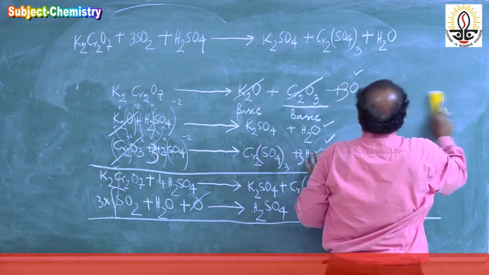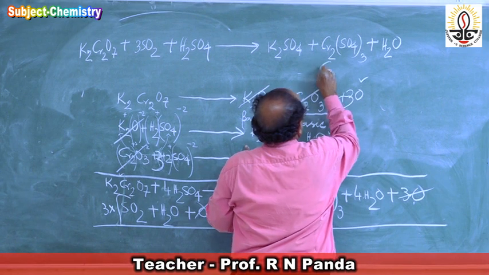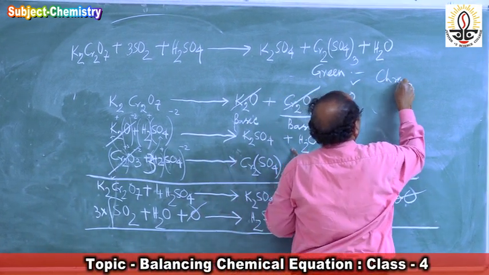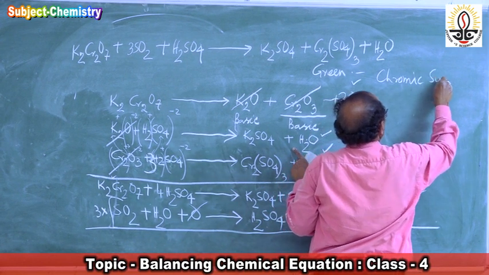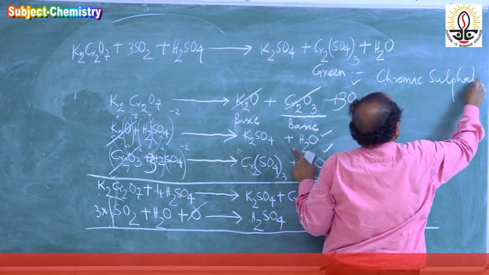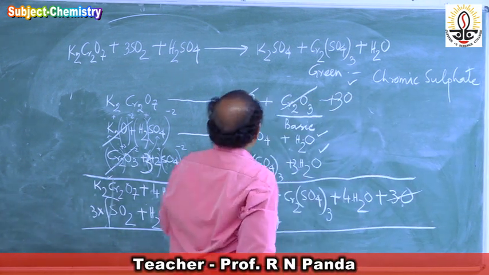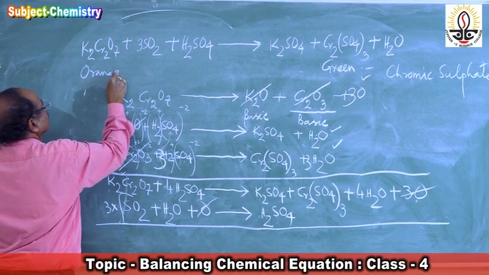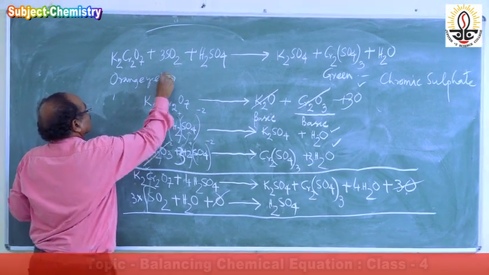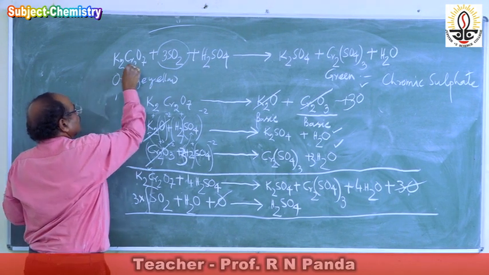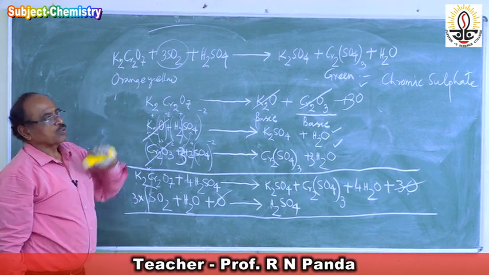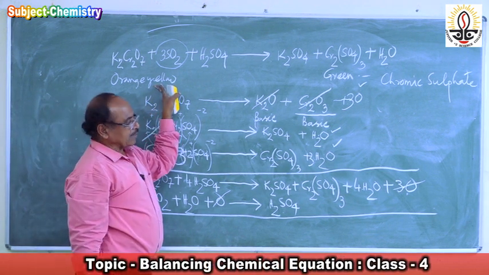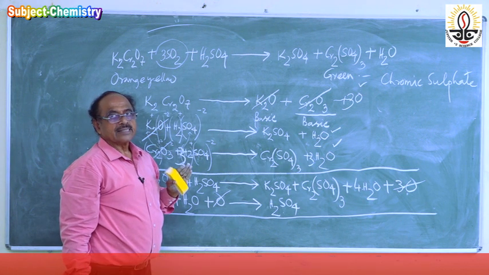So we got a green solution. This color is green, chromic sulfate. Its name is chromic sulfate. This is a green color. And what is potassium dichromate? This is orange yellow. So what has the sulfur dioxide done? It reduced potassium dichromate to chromic sulfate. Hence, the orange yellow color of potassium dichromate changes to green.